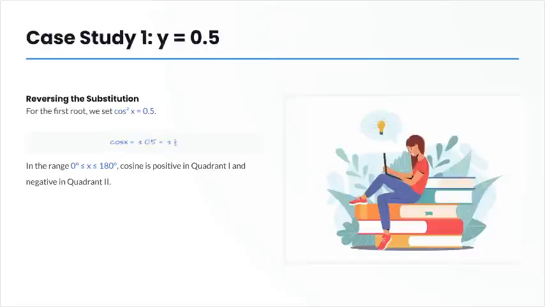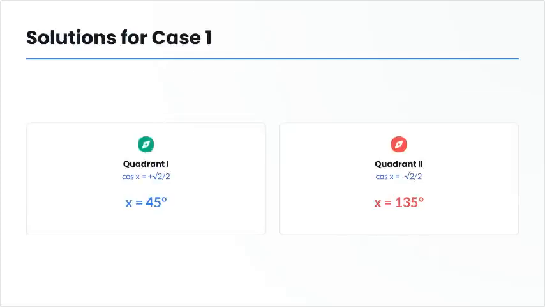For case study 1, we reverse the substitution for y equals 0.5, meaning cos squared x equals 0.5, or cos x equals plus or minus square root 0.5. Within the range 0 degrees to 180 degrees, cosine is positive in quadrant 1 and negative in quadrant 2. For the positive root in quadrant 1, cos x equals plus square root 2 halves, which gives x equals 45 degrees. For the negative root in quadrant 2, cos x equals minus square root 2 halves, which gives x equals 135 degrees.